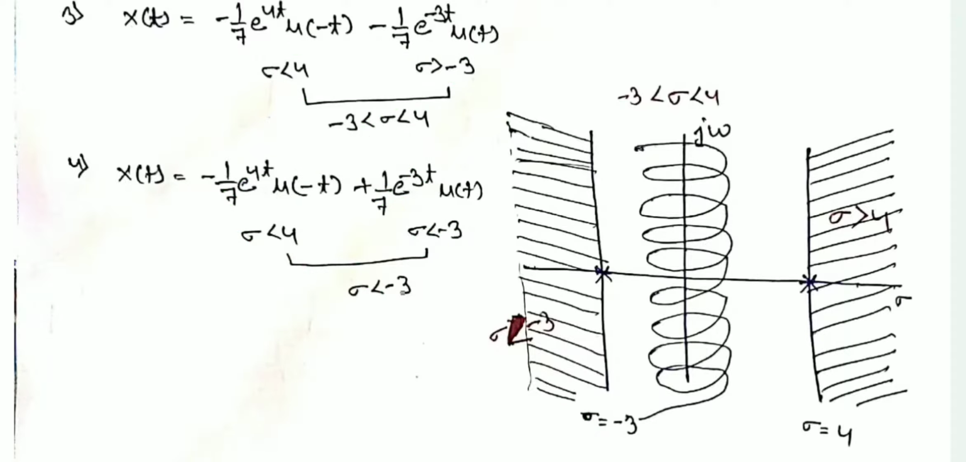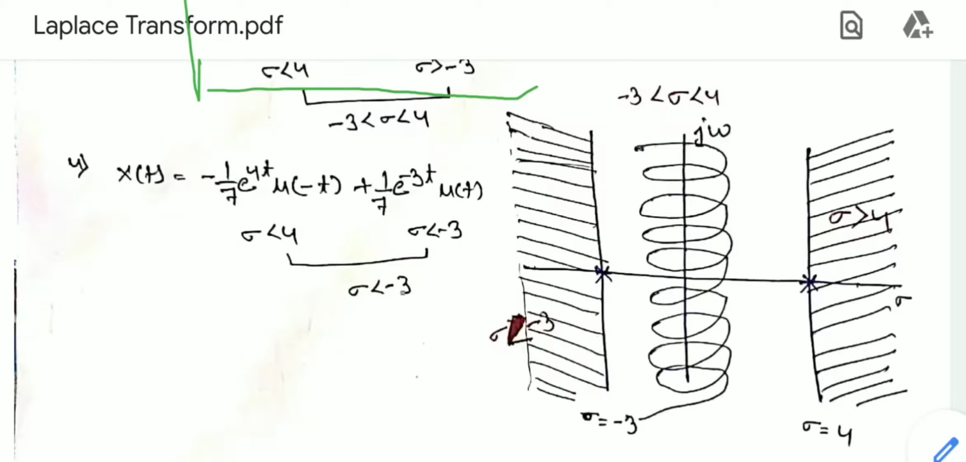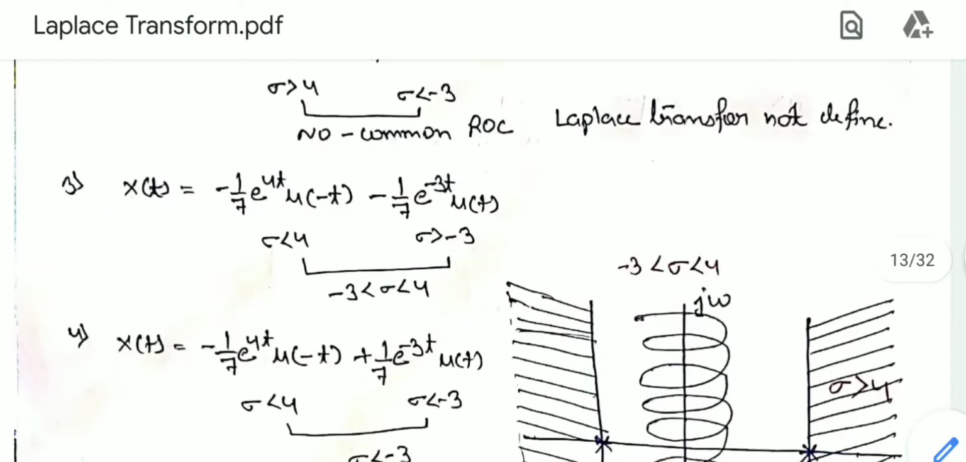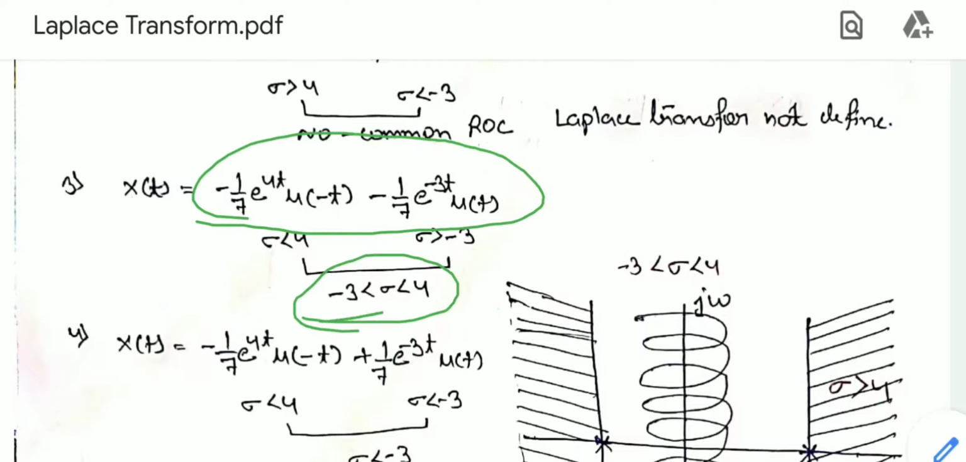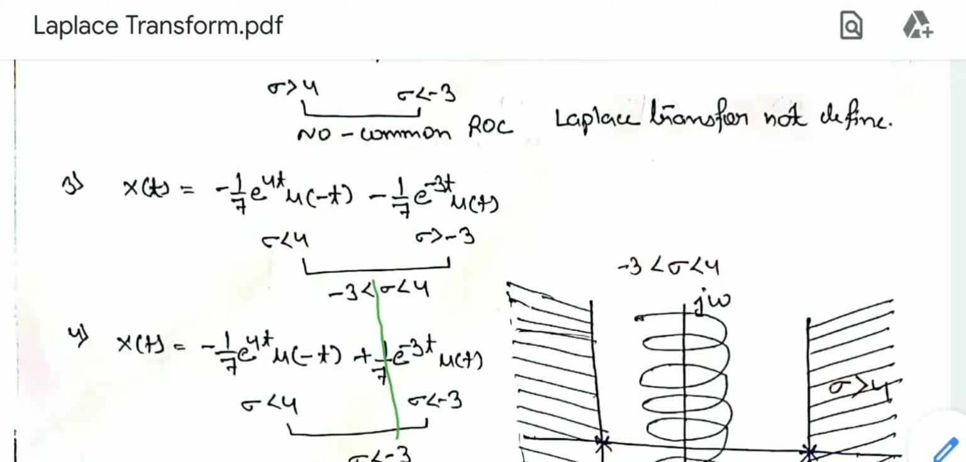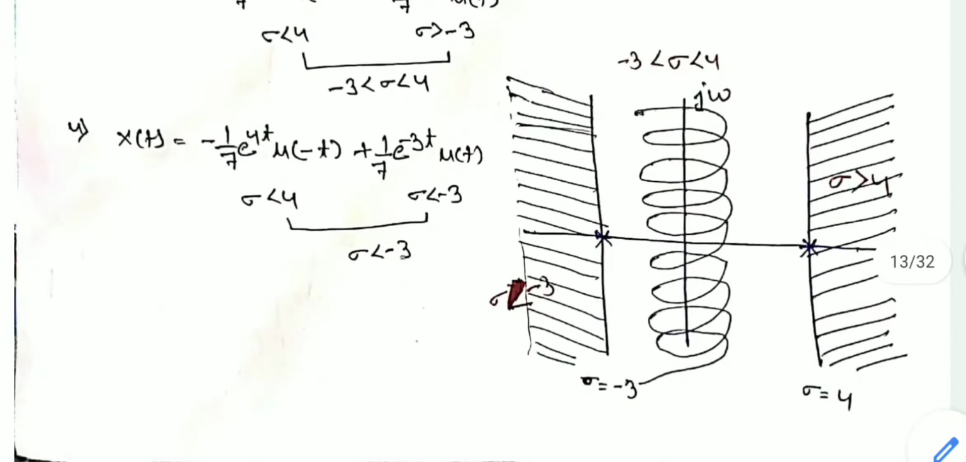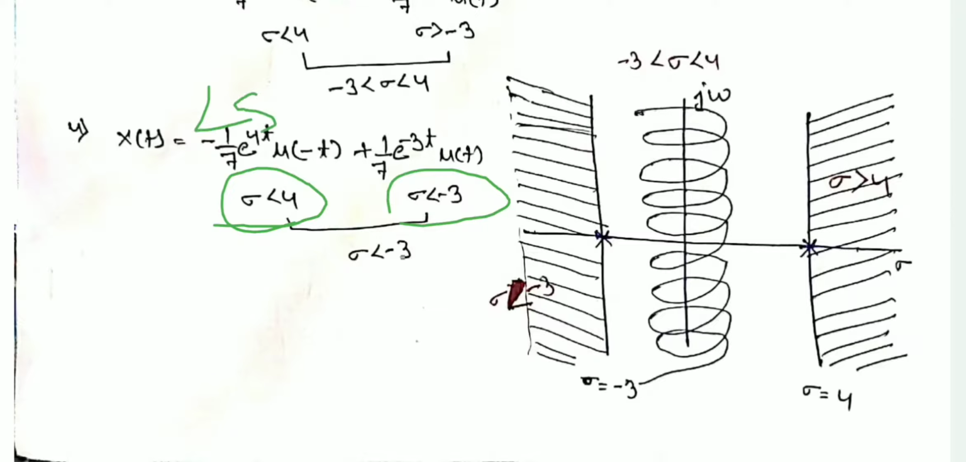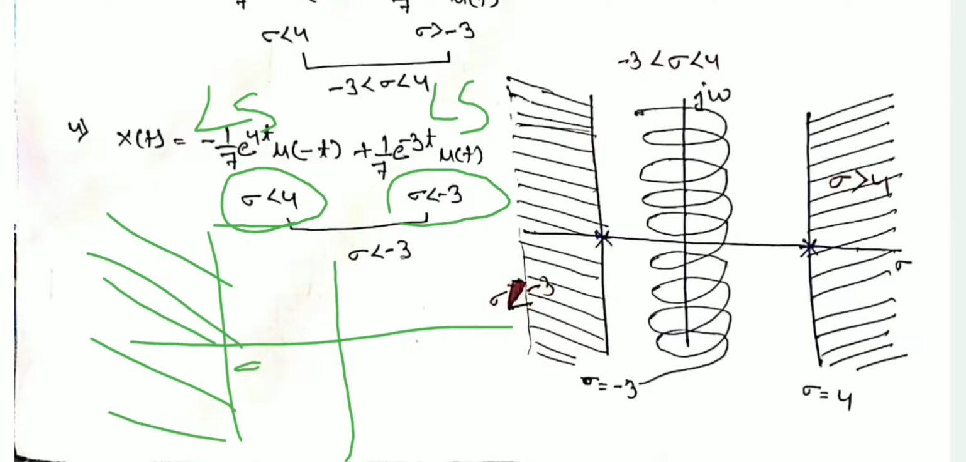Therefore, the common Laplace transform of this signal is this, and its ROC becomes sigma greater than minus 3 and less than 4. Our last possible case: the first signal is left sided and the second signal is also left sided. Both signals are left sided, and when we plot it, sigma is less than minus 3 and sigma is less than 4.